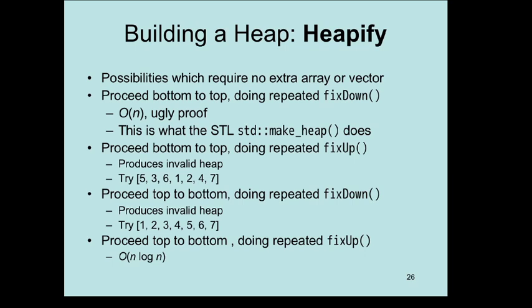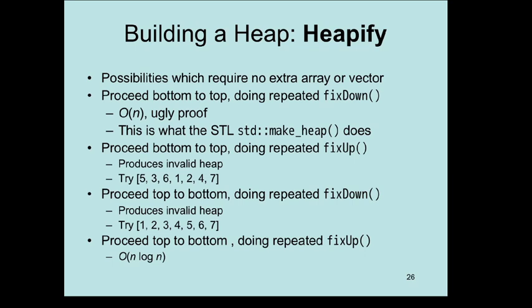What we can do is take the array you've got and do bottom to top doing fix down, and it's O of n and it works. This is what STL's standard make heap does. If you give it two iterators, it's going to go from bottom to top and do fix downs.